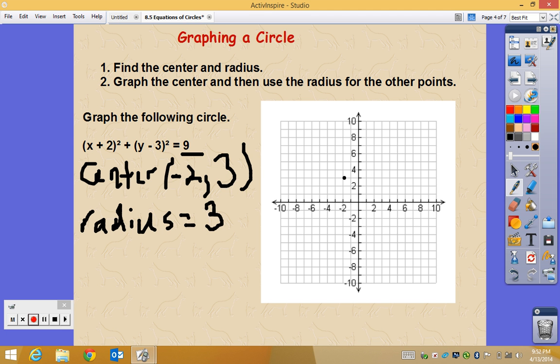So if we want to plot points on the circle with a radius of 3, we just move 3 points to the left. So 1, 2, 3, right there, plot a point. 3 up, and 3 to the left, 1, 2, 3, and then 3 down. Go ahead and draw your circle in. Hopefully it's a little better shaped than that, but make sure it's curved. It's not just going to be a diamond. Try your best. We understand you're not going to necessarily have a compass, but try your best to make it look like a circle.